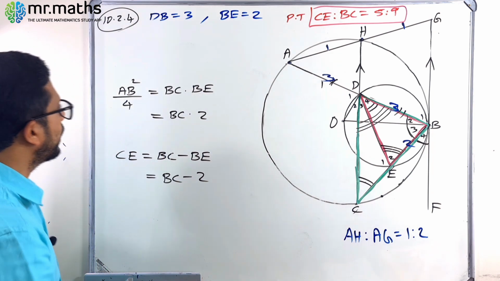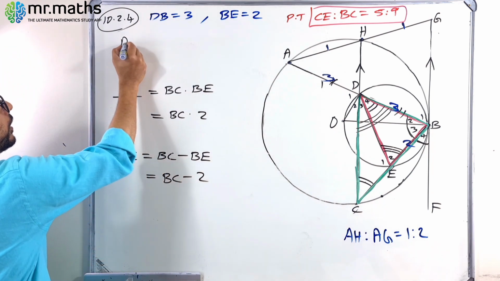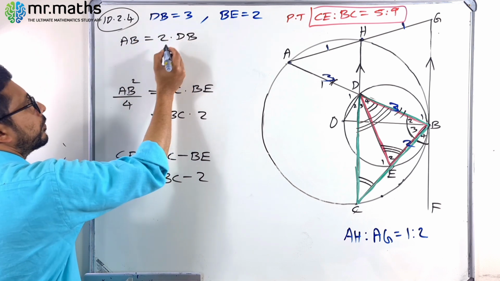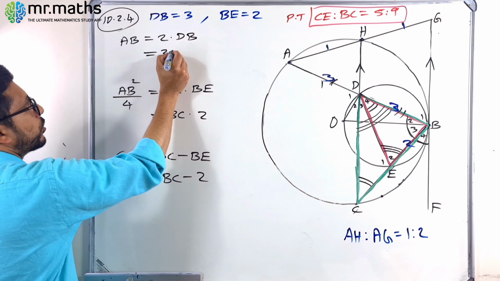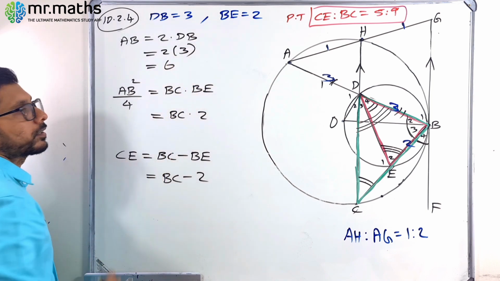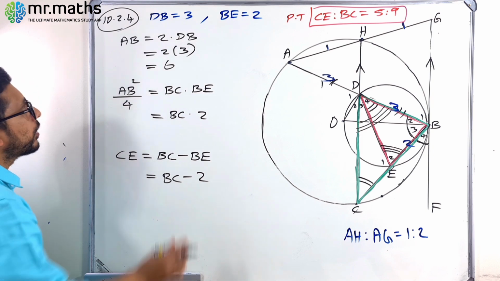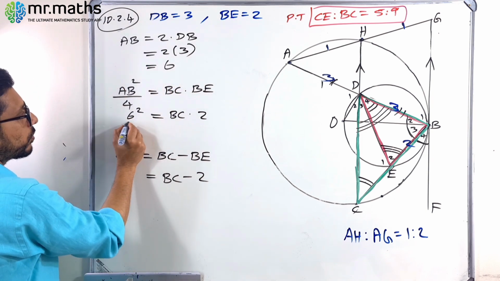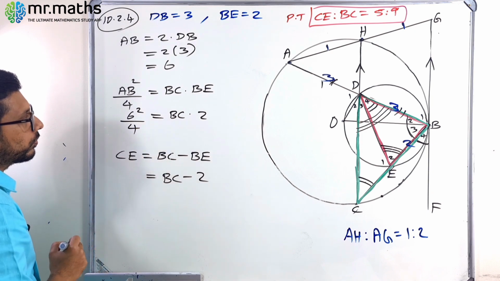So how can I find this AB? AB is equal to 2 times DB because both are the same length. So it is 2 times DB, which is given as 3, so it is 6. Can you see that? So AB is 6. So here AB square is 6 square divided by 4.